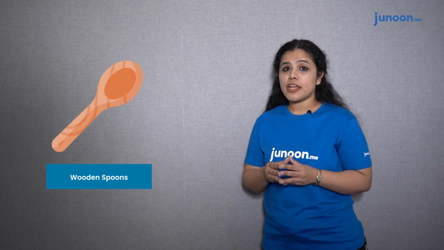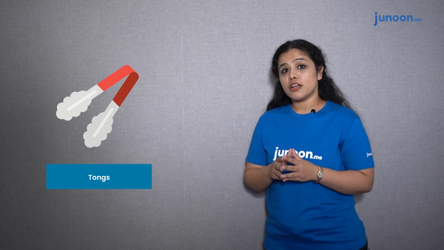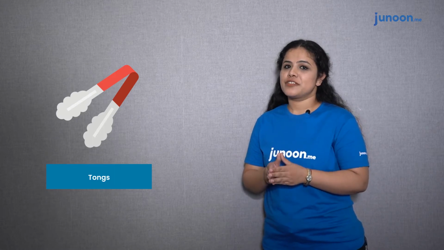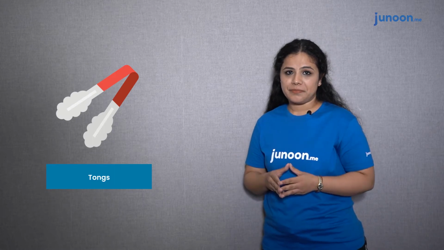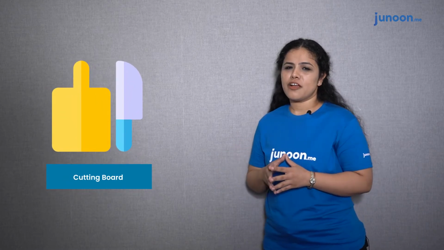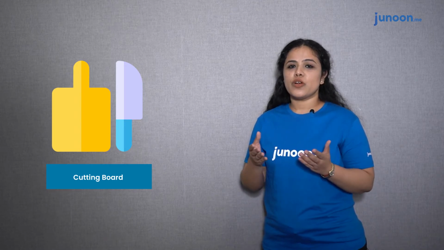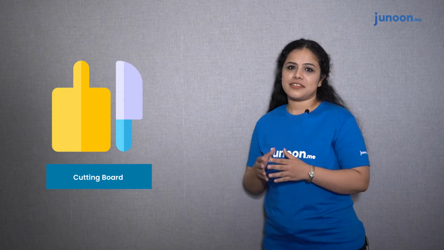Seventh, wooden spoons. Spoons made of wood used to stir sauces and mix the ingredients. Eighth, tongs. A tool used to grip and lift the cooking materials in fire. Ninth, peelers. A tool used to peel off the skin from fruits, vegetables and other food ingredients. And last one, a cutting board. Very essential. A board which is used to cut fruits, vegetables and different food ingredients.